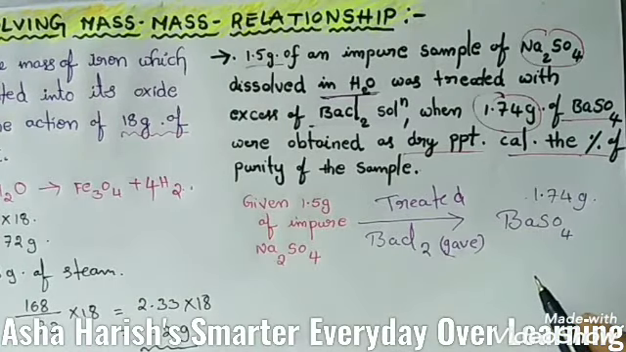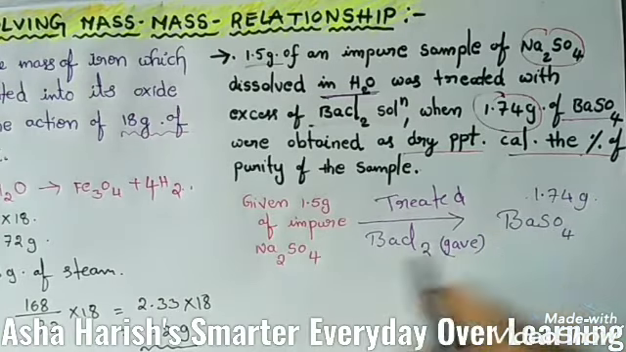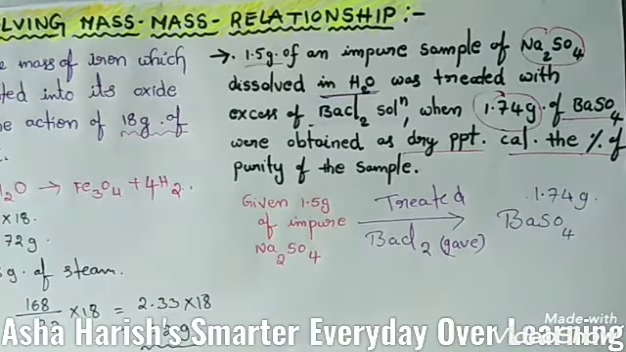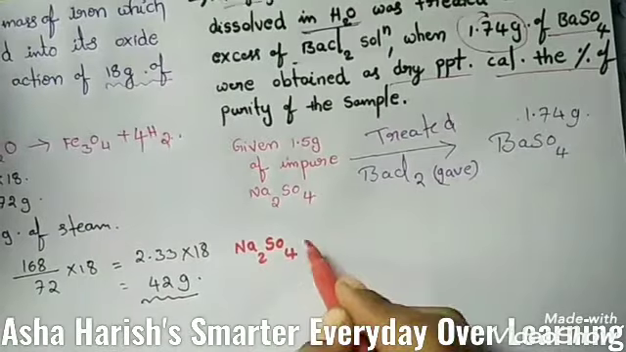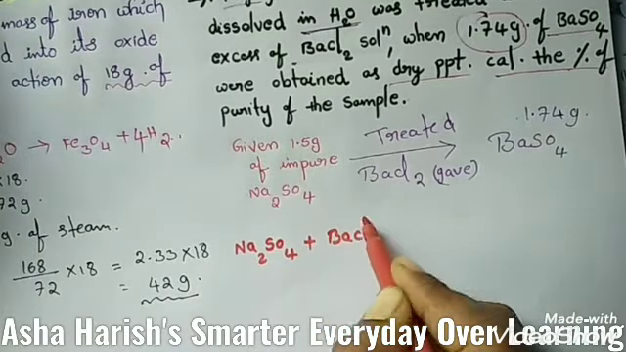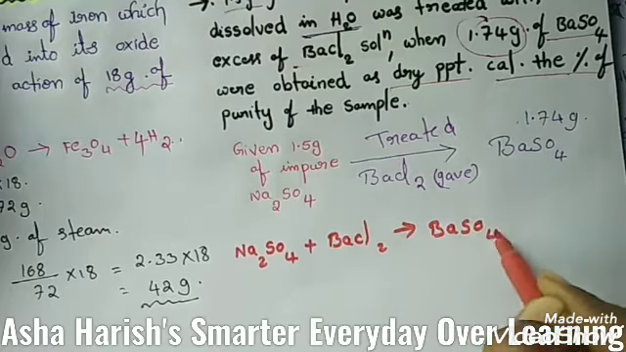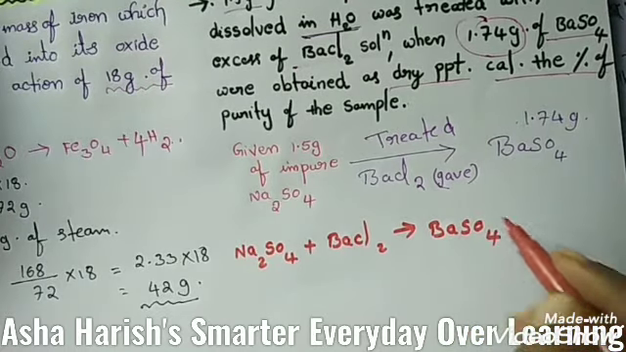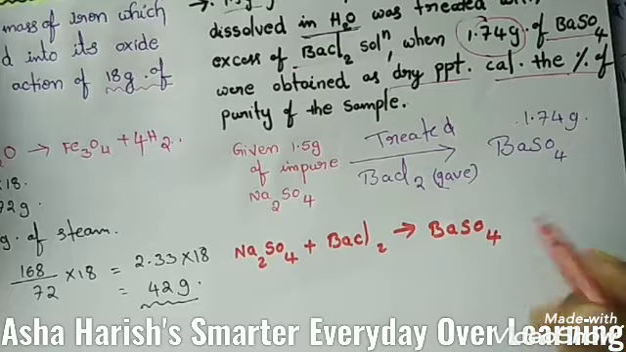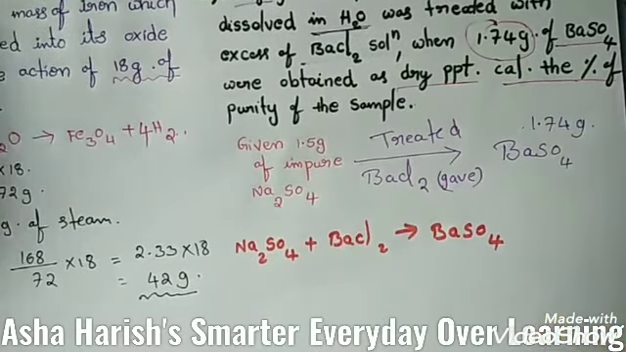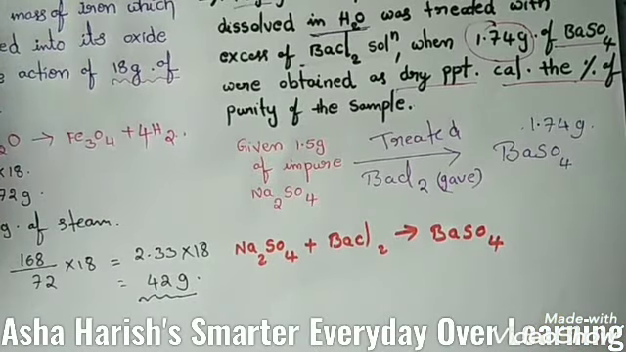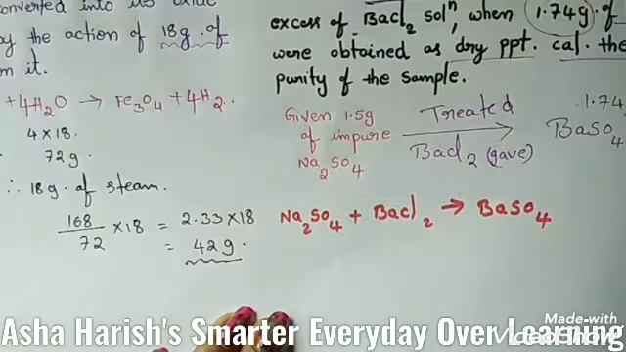Now the chemical equation representing the reaction is Na2SO4 plus barium chloride, BaCl2, gives rise to barium sulfate, BaSO4. This is the main compound. Now let us calculate the molecular masses of these compounds on the reactant side and the product side.